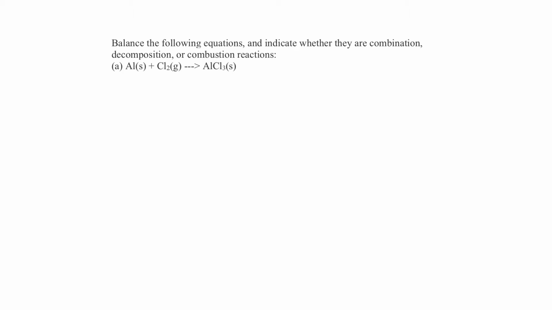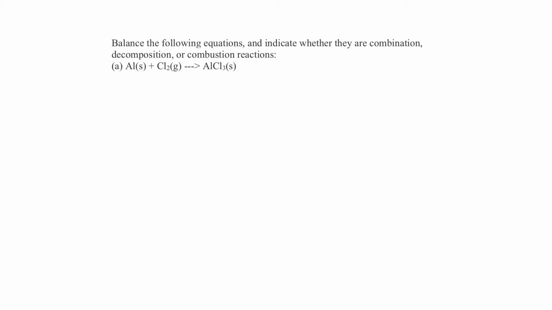We are at the end of the chapter questions for chapter 3 on stoichiometry, and this is question number 19, and there are 5 parts to this, A, B, C, D, and E. They're asking 2 things of us. We're reviewing balancing equations from yesterday's lesson, and then whether they're combination, decomposition, or combustion.